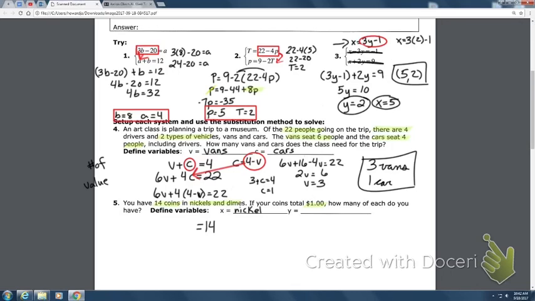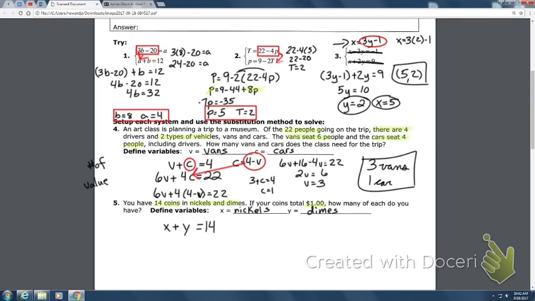Make sure that you try to remember to do that first. So nickels and dimes. So my number of equation is going to be equal to 14. Jonah, what's going to be on the left side of that equation? X plus Y equals 14. X plus Y equals 14. Just adding up all the coins.